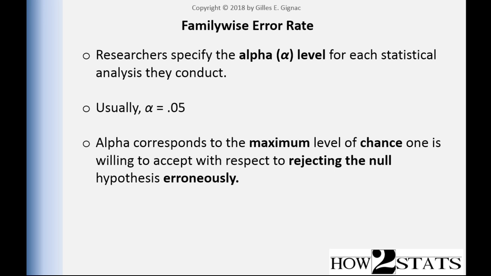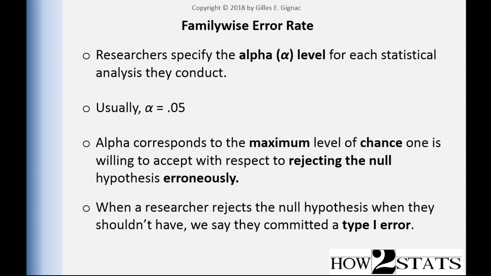Researchers want to protect themselves from committing an error, that is, saying that there is something going on when in fact nothing's going on. And researchers accept a maximum 5% chance, 5 times out of 100, of making that sort of mistake. As I mentioned before, we refer to that type of mistake as a type 1 error. So when a researcher rejects the null hypothesis, and they shouldn't have because there's nothing going on in the population, we say they made a type 1 error.